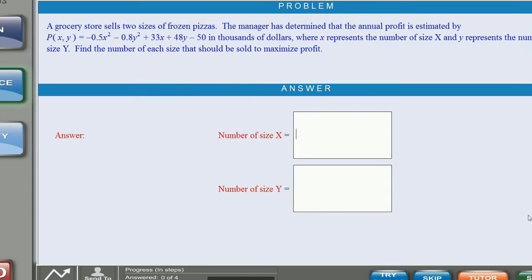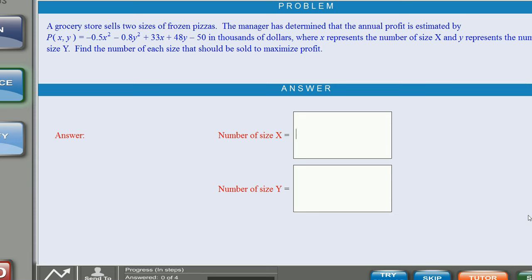Okay, let's take a look at this problem. A grocery store sells two sizes of frozen pizzas. Managers determine that the annual profits, in thousands of dollars, are estimated by that function, where x represents the number of size x and y represents the number of size y. Find the number of each size that should be sold to maximize profit. Alright, so this is a word problem. Use these to your advantage.